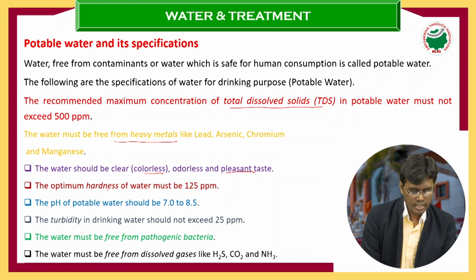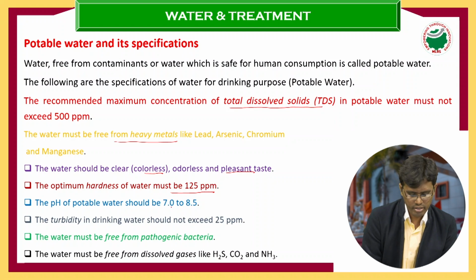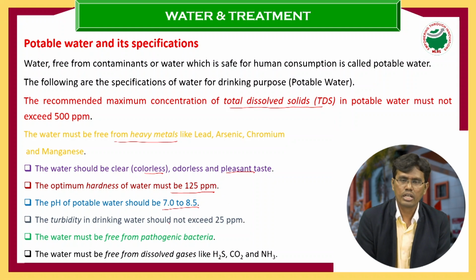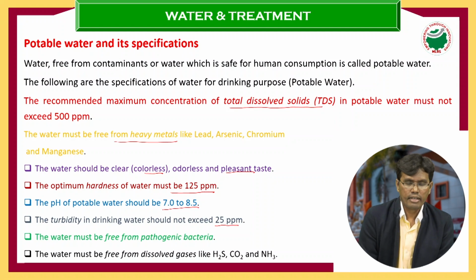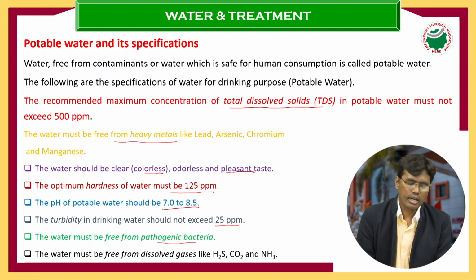Next, the optimum hardness of water must be 125 ppm. Next, the pH of potable water should be 7 to 8.5. Next, the turbidity in drinking water should not exceed 25 ppm. The water must be free from pathogenic bacteria, and also free from dissolved gases like hydrogen sulfide, carbon dioxide, and ammonia.